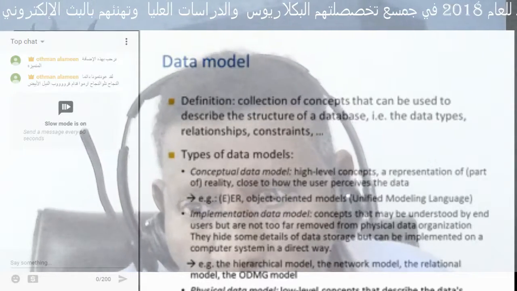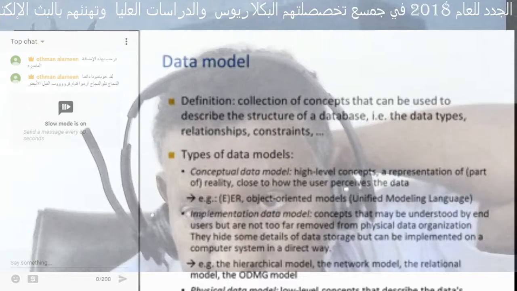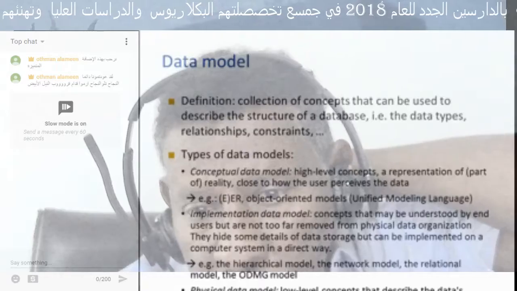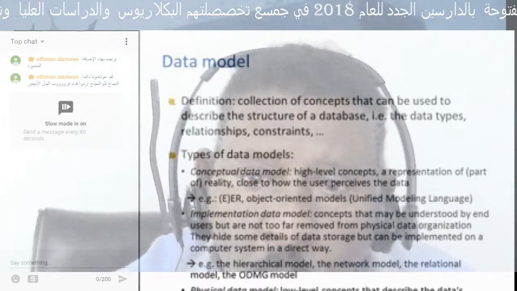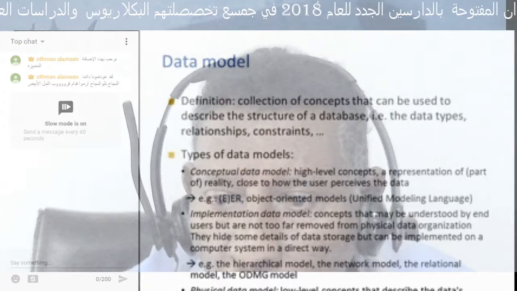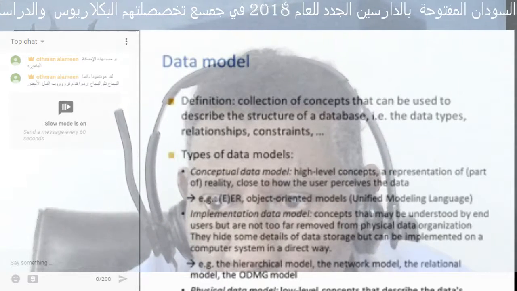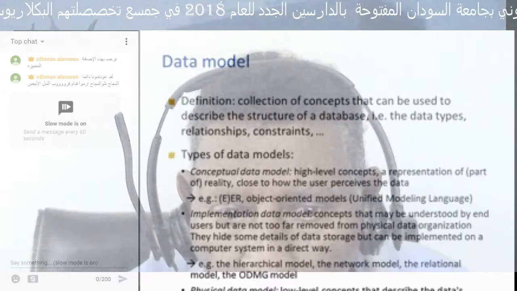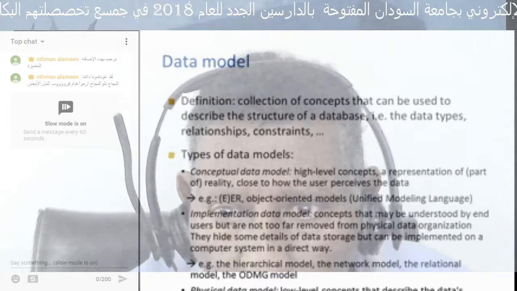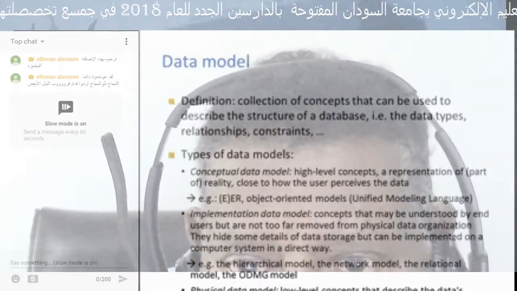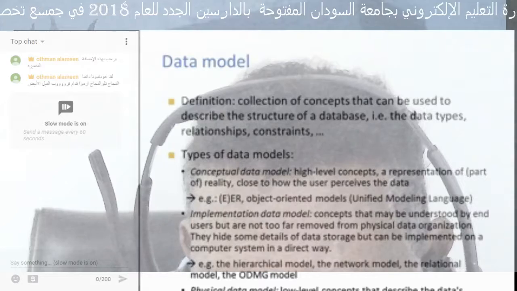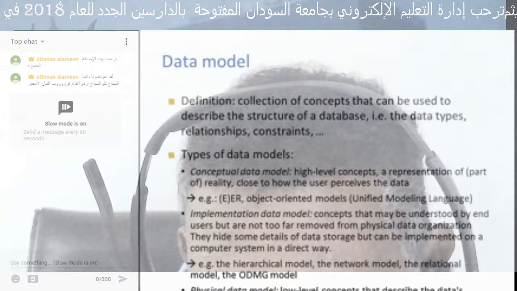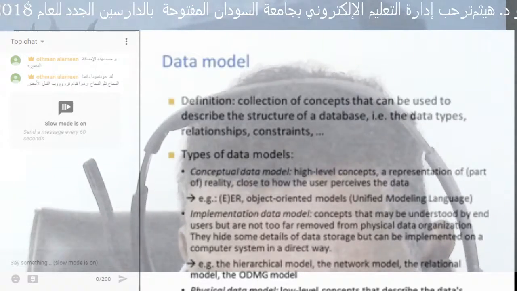Next to that, you also have data models which are going to be more implementation focused. Here we're going to discuss concepts that may be understood by end users but are not too far removed from the physical data organization. So we're getting closer and closer to the implementation here. They're going to hide some details of data storage but can be implemented on a computer system in a direct way. So those models are technically a little bit more detailed than the conceptual data models, which are more high level. Examples of implementation data models are the hierarchical model, the network model, the relational model, and the ODMG model, which we're again going to come back to later on.